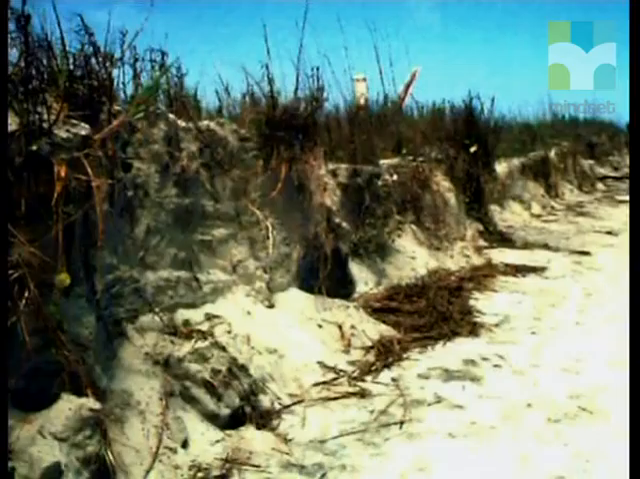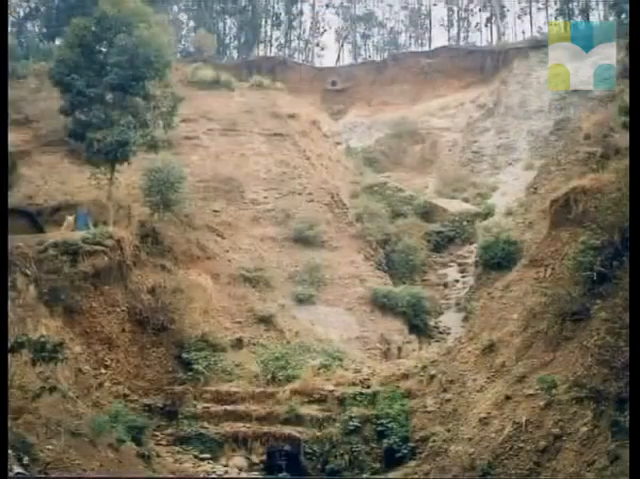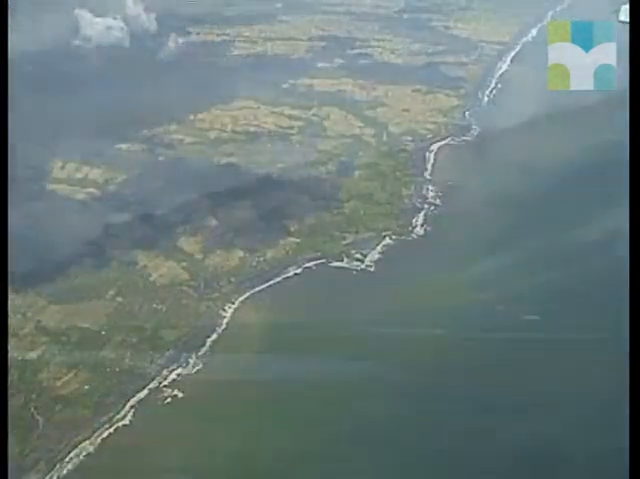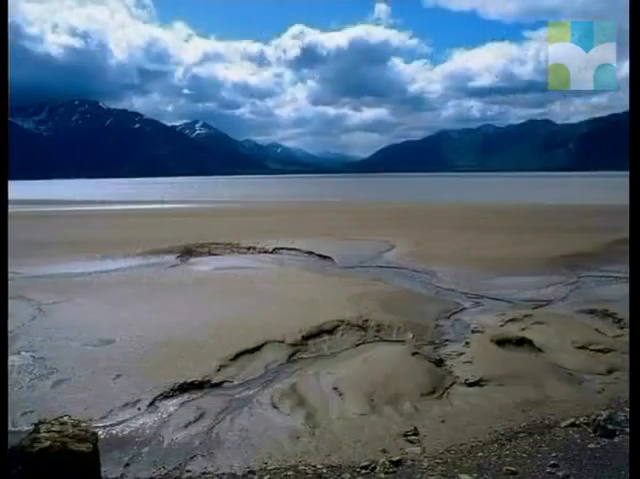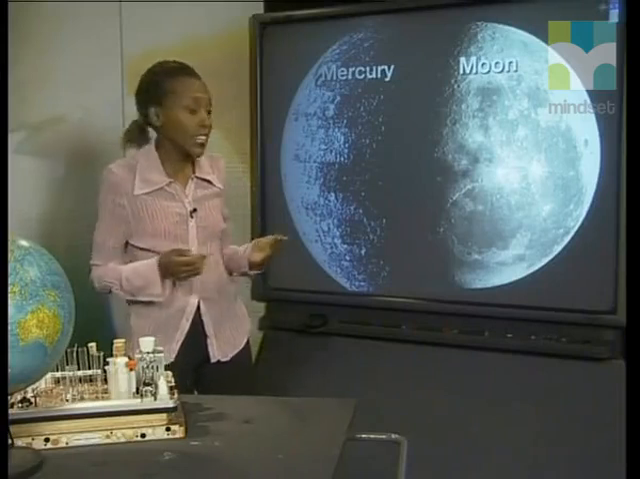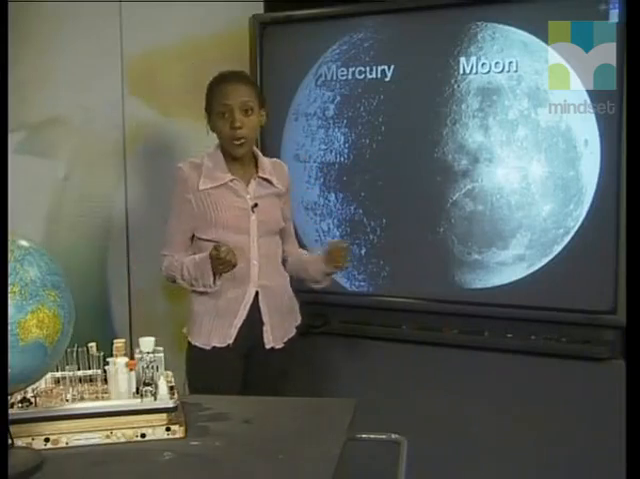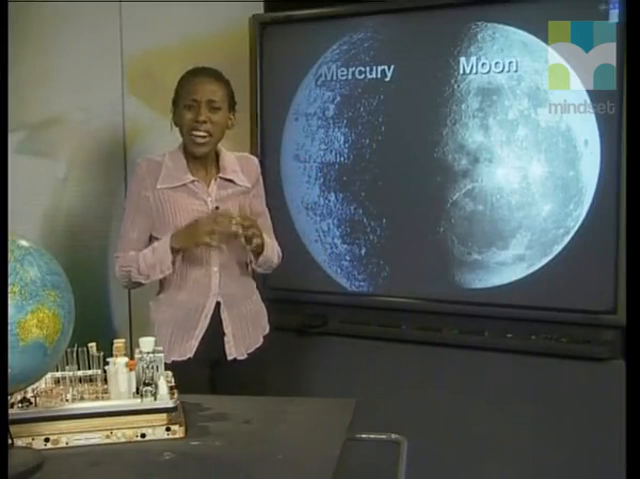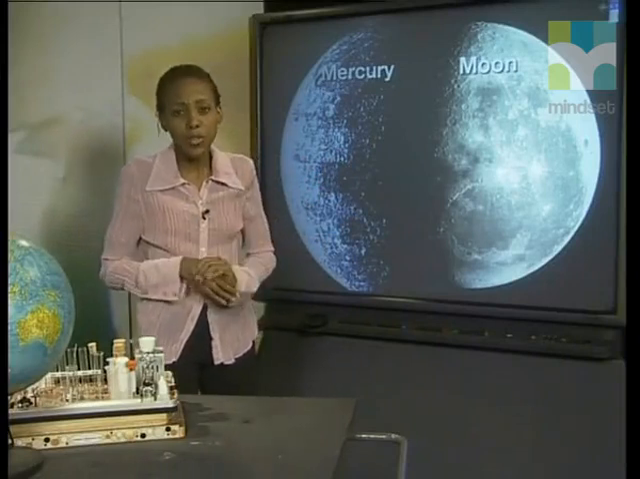Moving water is extremely powerful, and this causes erosion, and so water is continuously changing the landscape on Earth. Because there is no water cycle on other planets such as Mercury or the Moon, their surfaces have remained largely unchanged for billions of years.